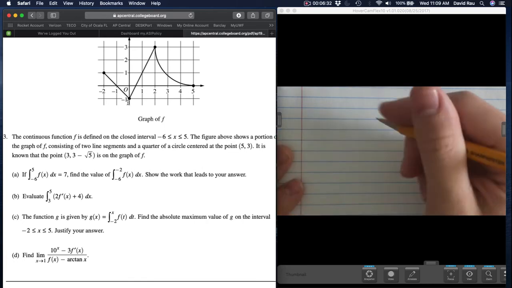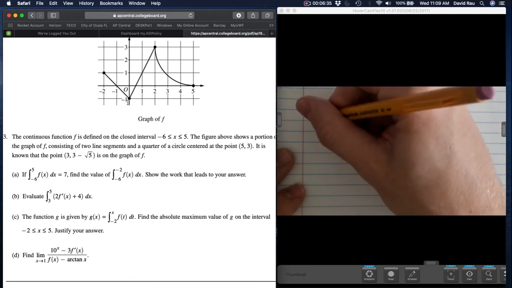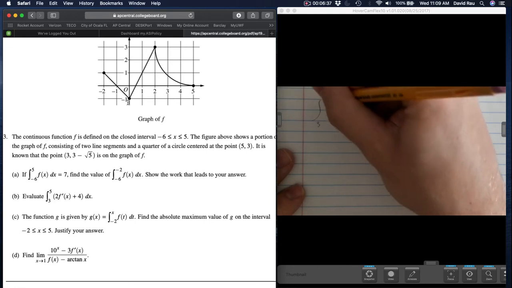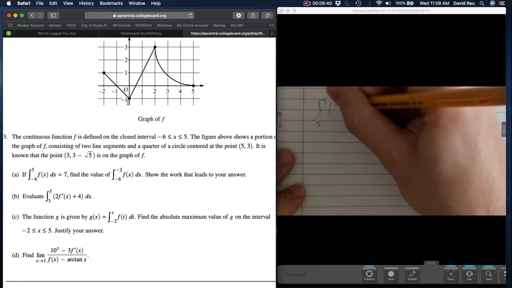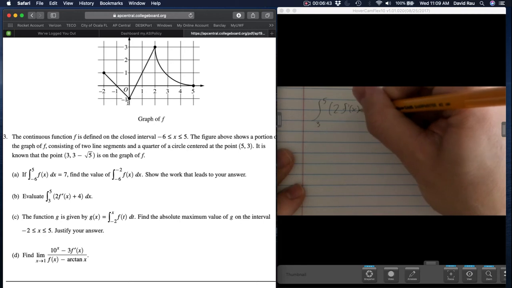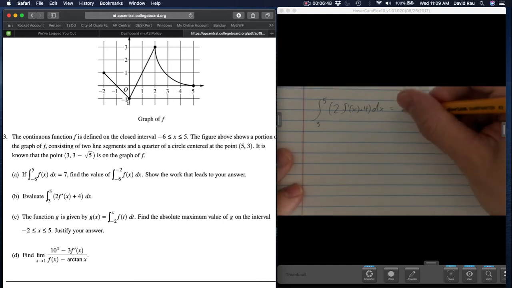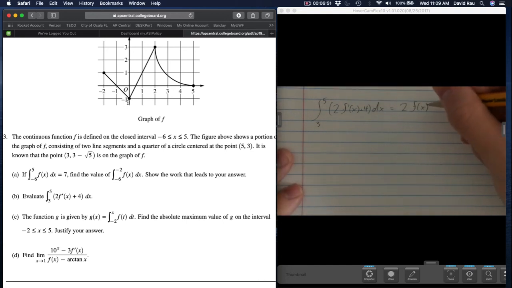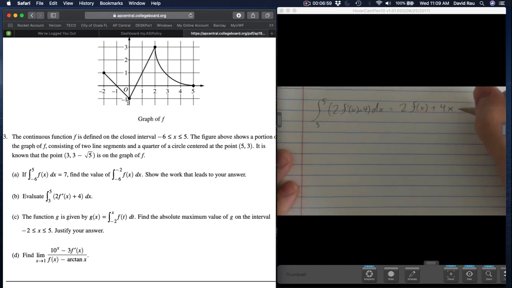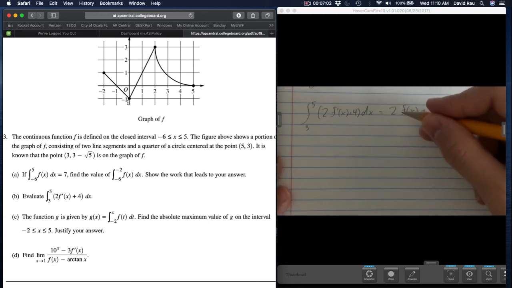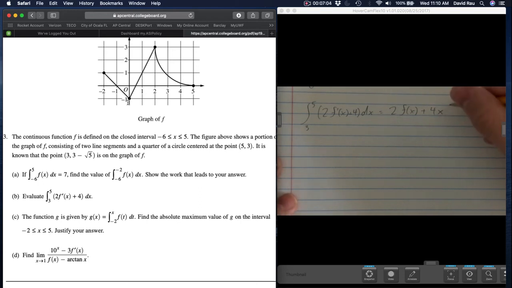Up next, they want me to evaluate b, and let's see here, when I integrate from 3 to 5, 2f prime of x plus 4 dx. When you integrate 2f prime, you're going to get 2f of x. That's part of the fundamental theorem of calculus. When you integrate 4, you're going to get 4x. So two definitely different types of integrating going on here. The first is fundamental theorem of calculus. The second is just actually regular integration. And this is being evaluated from 3 to 5.